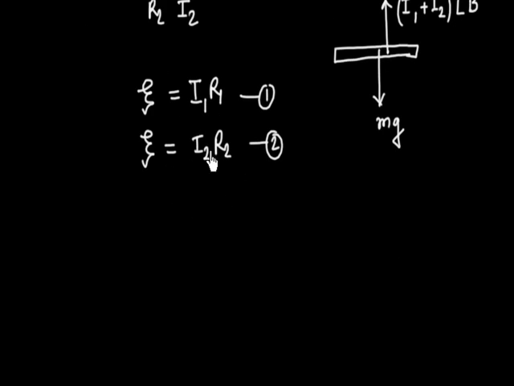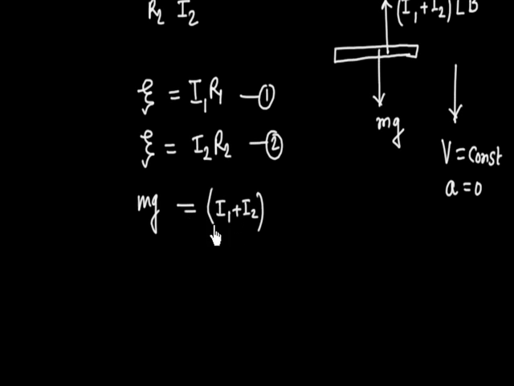So we can solve another equation. The total force is 0 because the rod is moving with a constant velocity. Terminal velocity means the velocity is constant, and if the velocity is constant, acceleration has to be 0. So mg is equal to (I1 plus I2) times L times B. This is my third equation. Now we have to solve for I1 and I2.